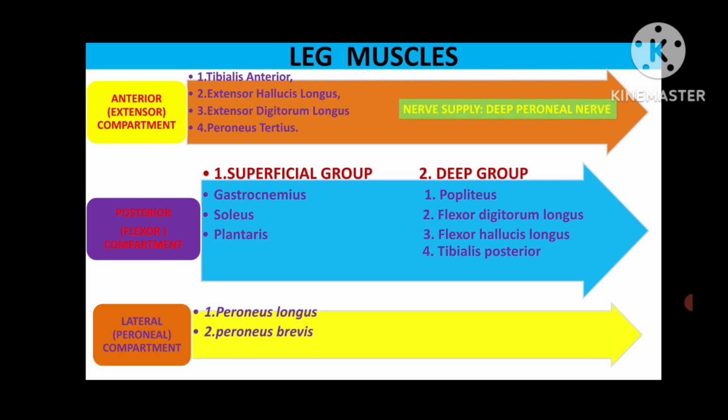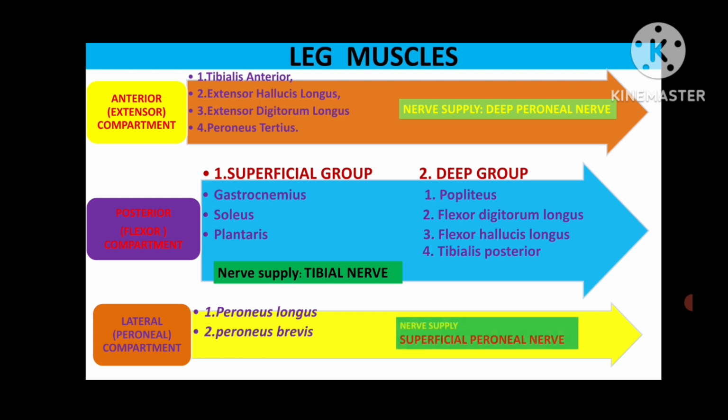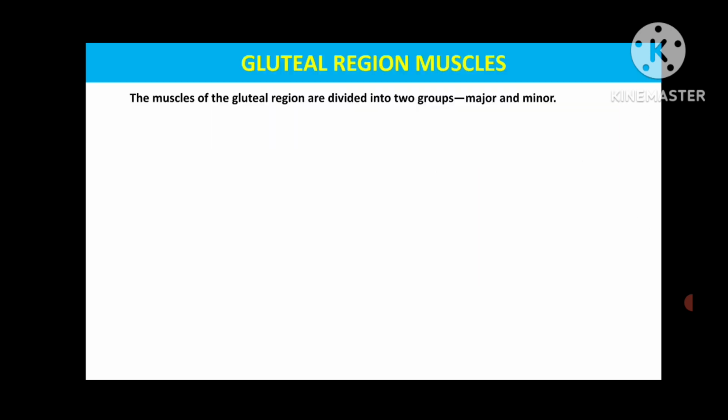The nerve supply of the anterior compartment is the deep peroneal nerve, whereas the posterior compartment is supplied by the tibial nerve. The lateral compartment is supplied by the superficial peroneal nerve. So this is a glance at the leg muscles, the three compartments and their muscles and nerve supply.